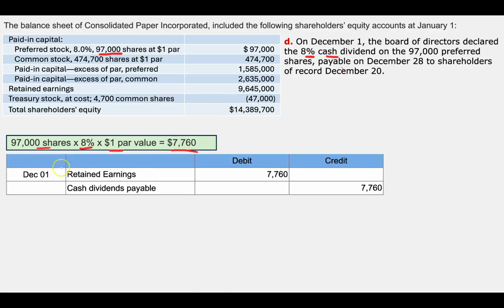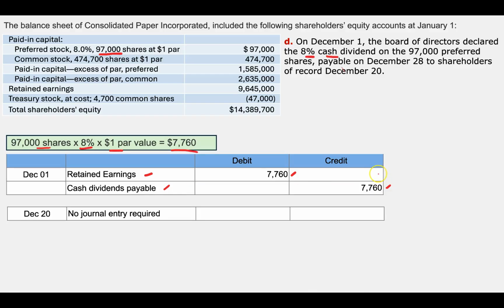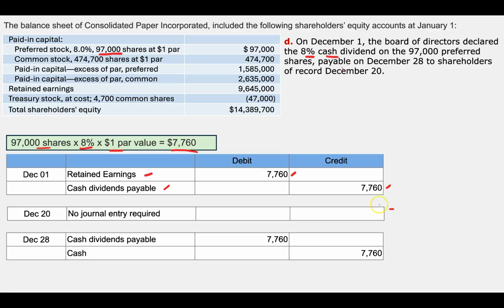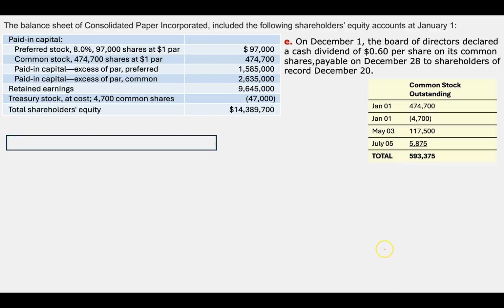$7,760. And just like a regular dividend declaration, on December 1st, we have to debit our retained earnings, which reduces retained earnings by that amount, and we're going to credit cash dividends payable for $7,760. On the date of record, December 20th, no journal entry is required. And then when we actually pay out that dividend, we're going to debit the cash dividends payable for the $7,760 and credit cash for the same amount.